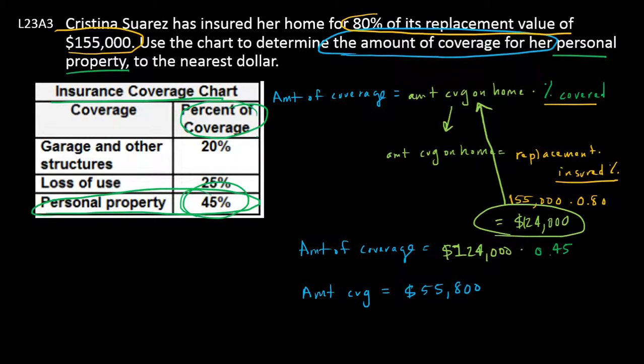Okay, so the tricky thing here is just separating out your percentages. They're grouped pretty nicely, so even without knowing the equations, it's kind of intuitive to say that if she has insured her home for 80% of its replacement value, then the amount of coverage is going to be that 80%. So we first found 80% of the replacement value, which came out to $124,000. Of that $124,000, 45% of it is allotted to personal property, so we found 45% of that, and we found that our amount of coverage was $55,800.